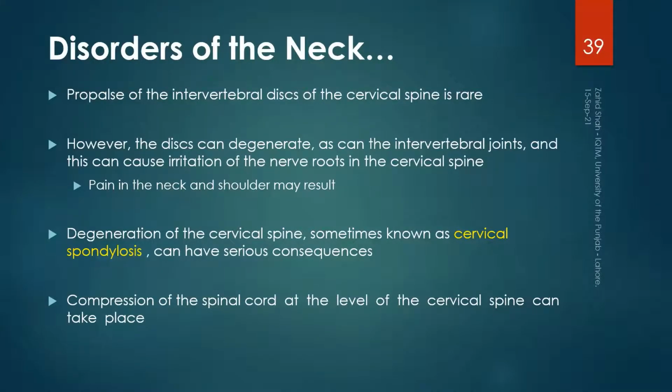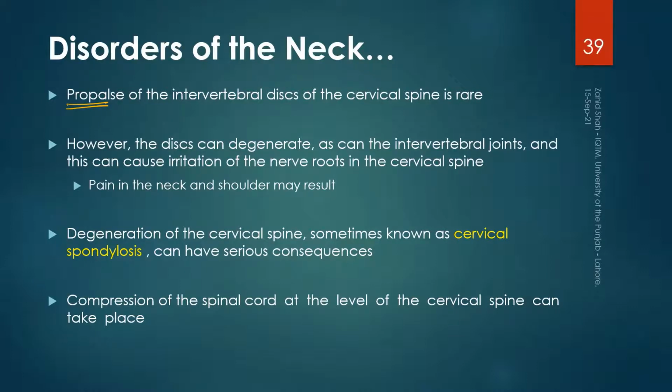Next is the prolapse, that is the disorder of the discs. It can occur in any of the discs in the backbone. Prolapse of the intervertebral disc of the cervical spine is rare. It is more common in the lower back, but it can occur in the cervical part as well. It is especially common in discs number 4 and 5 of the lower back.